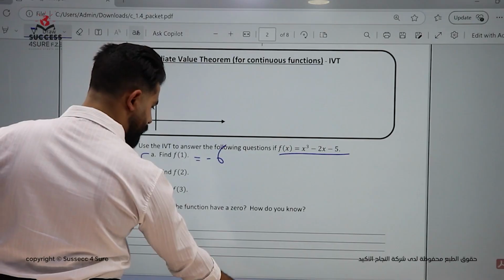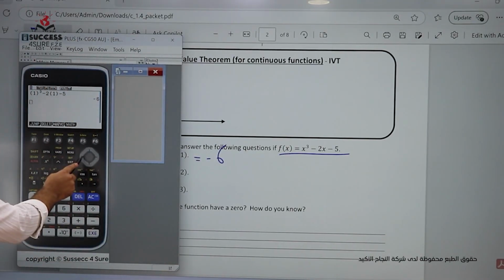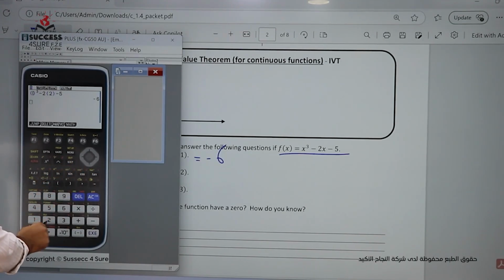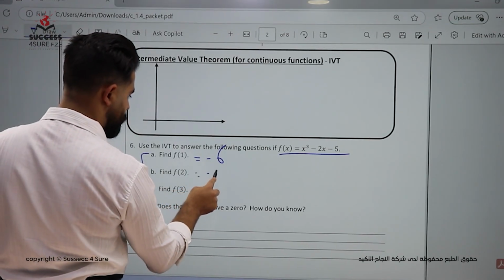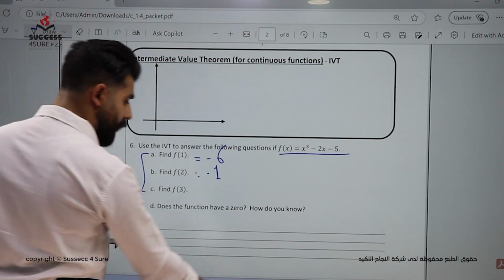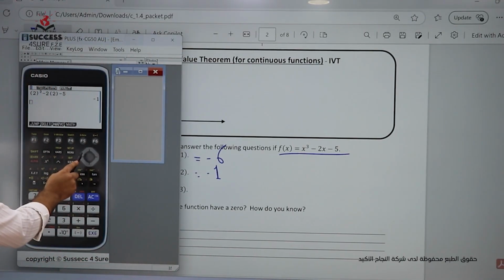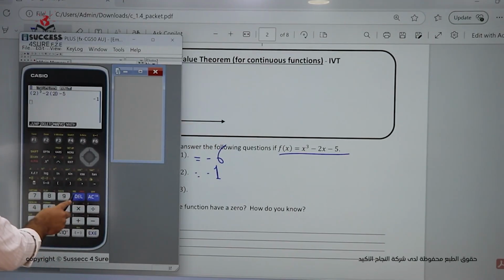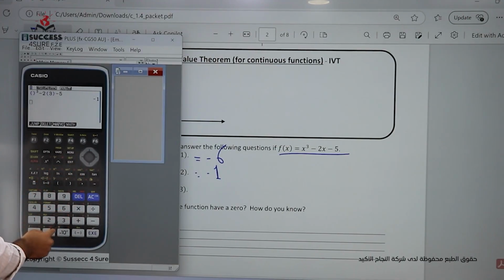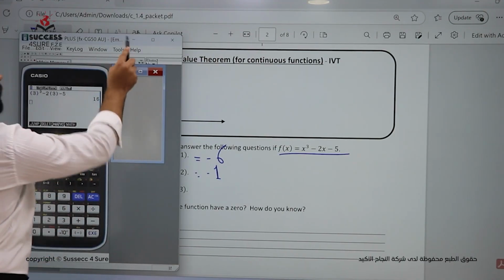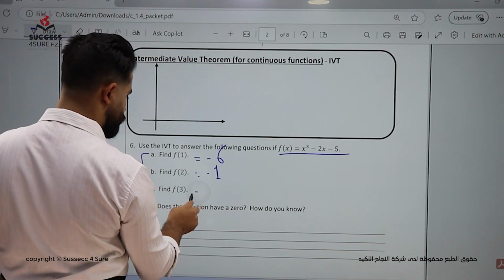Now we need to find f of 2. Just replace the 1 with 2. This equals negative 1. Let's answer f of 3. Just replace the 2 with 3. You can do the plugging for the 3, but I prefer this, it's faster than anything. Now 3. That equals 16.